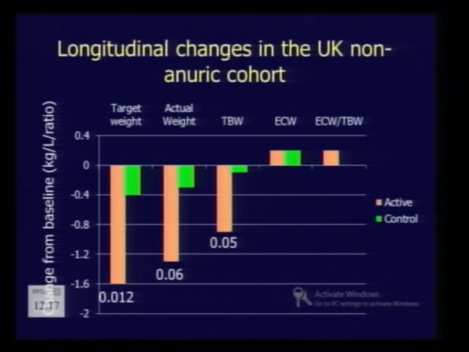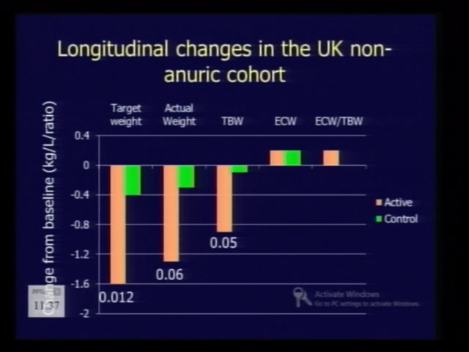If you look first of all at the green bars, that's the control group, you can see that essentially there were no statistical differences over 12 months in their fluid status. So patients with residual renal function in the UK have very stable fluid status over a 12-month period. Interestingly, the clinicians in this study chose to set a lower target weight in the active patient group. They looked at the bioimpedance data, combined that with the blood pressure data, and concluded that these patients should have a reduction in their target weight. And when they did that, they indeed did achieve a reduction in the target weight.